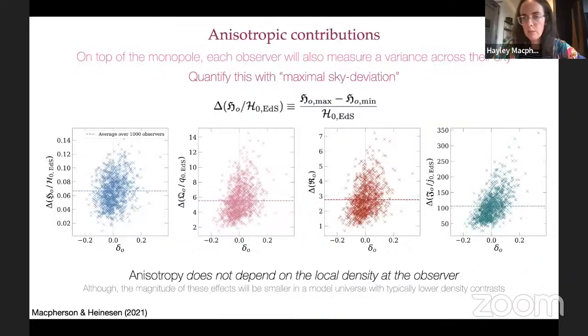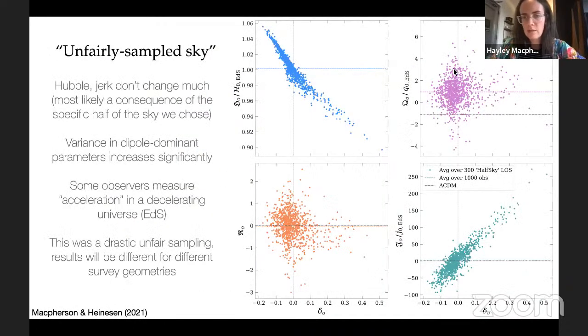And that's exactly what we saw in the deceleration parameter and the curvature parameter, as we've gone from these kind of tightly correlated with density to these big amorphous blobs across our observers. In fact, for the deceleration parameter, as I mentioned at the beginning of the talk, some observers do actually see a negative value of Q in a globally EdS simulation.